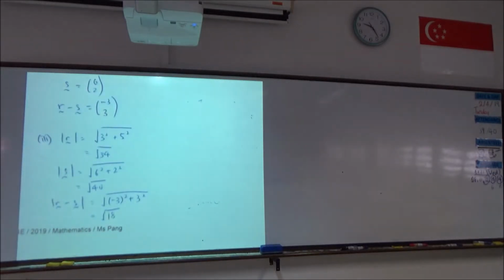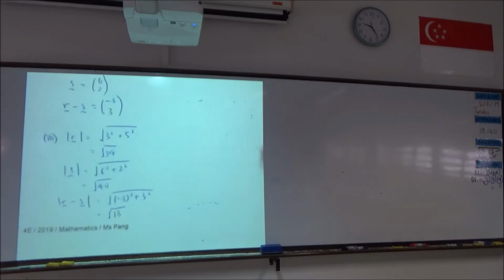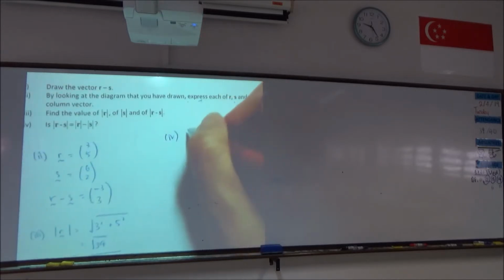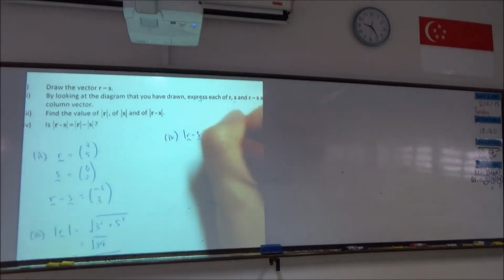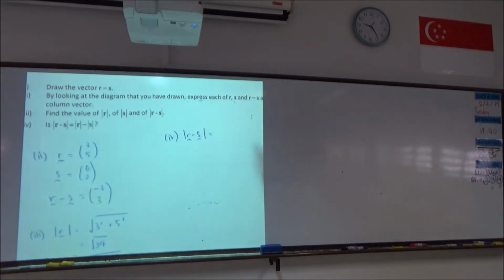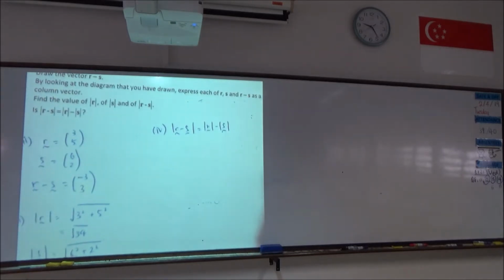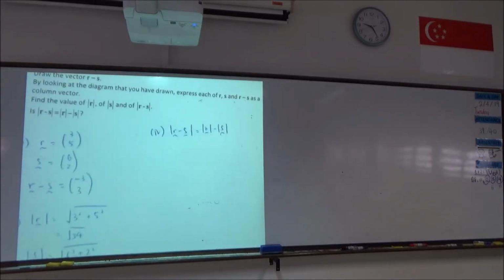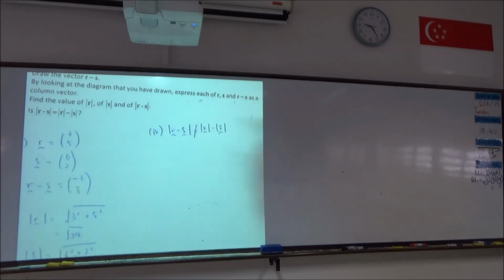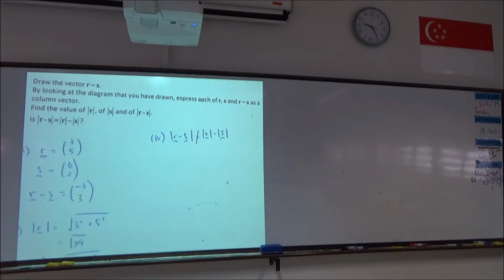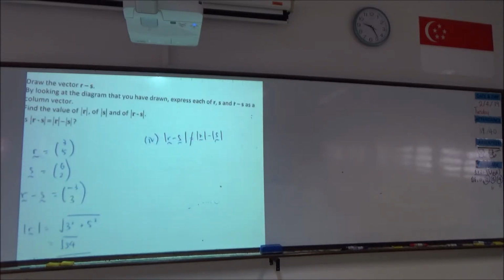Looking at the magnitudes that we have for R, S and R minus S, we also observe that surely the magnitude of the resultant vector is not equivalent to just taking the magnitudes of the individual vectors and then taking the difference. So this is not true. Likewise, it is consistent with our understanding of modulus.